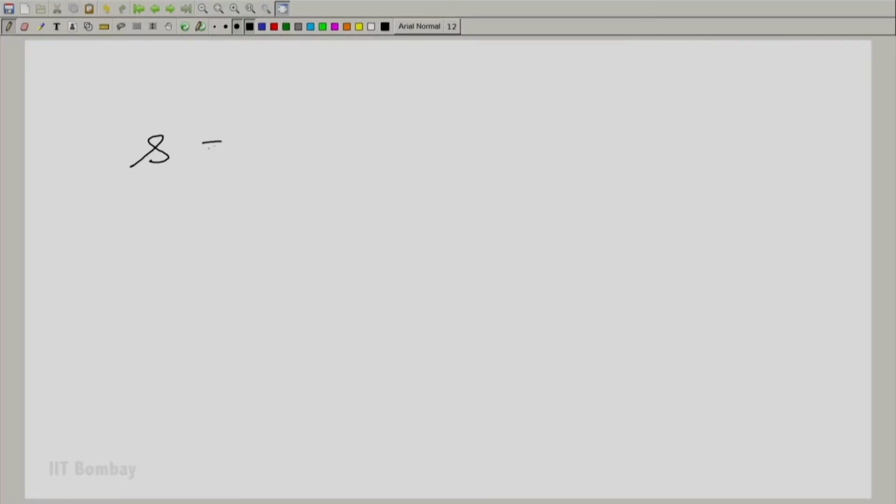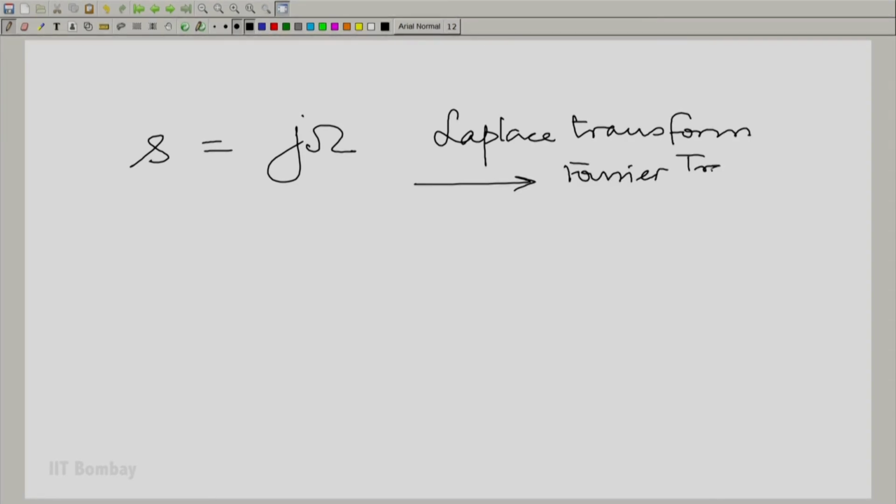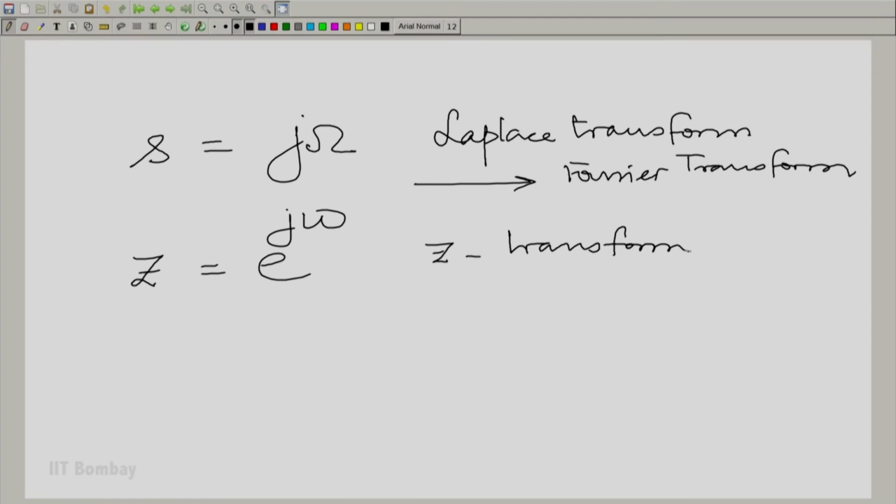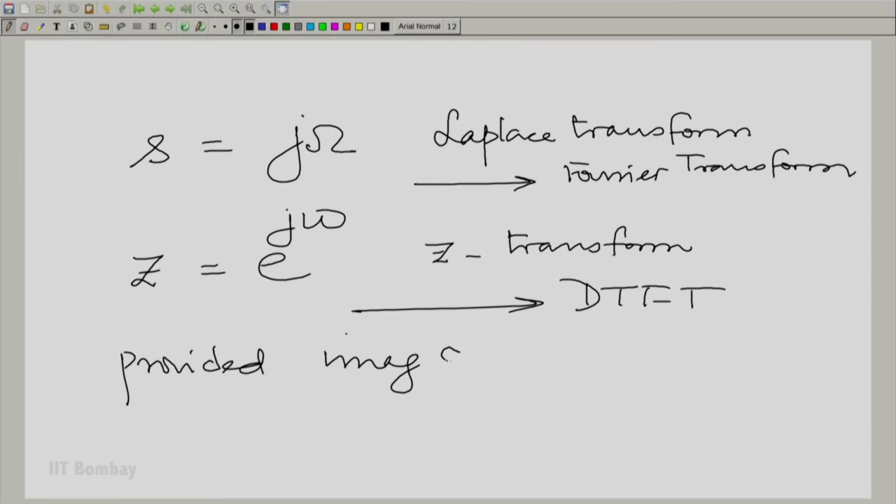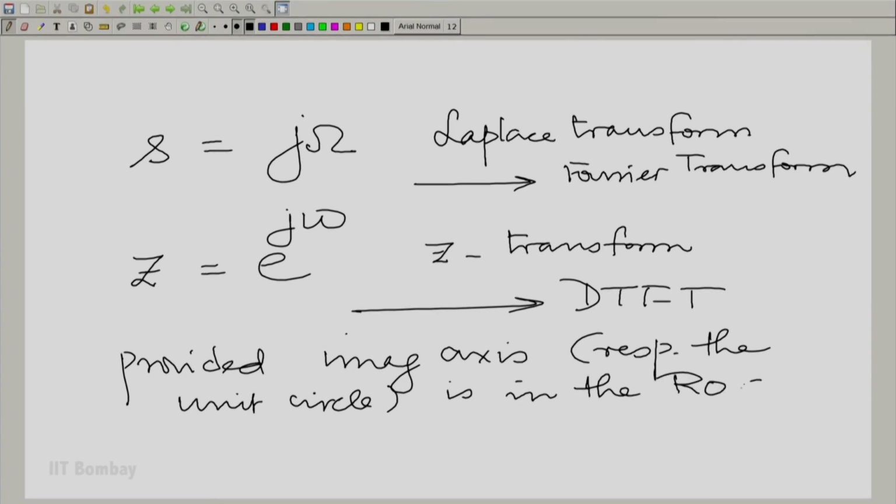Let us write that point down. So, s equal to j omega takes you from the Laplace transform to the Fourier transform. z equal to e raised to the power j omega takes you from the z transform to the discrete time Fourier transform. But this is provided the imaginary axis, respectively the unit circle, is in the region of convergence.